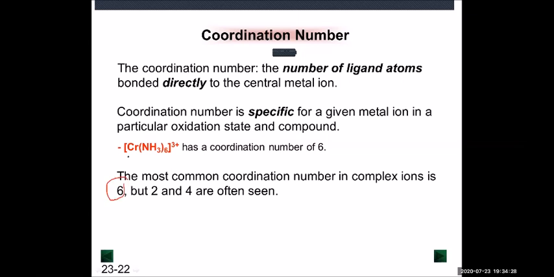So here, this is chromium forming a compound with ammonia as ligands. The chromium has a 3+ charge. Ammonia is neutral. So we have 6 ammonia molecules binding with 1 chromium, forming a complex ion with 3+ charge.